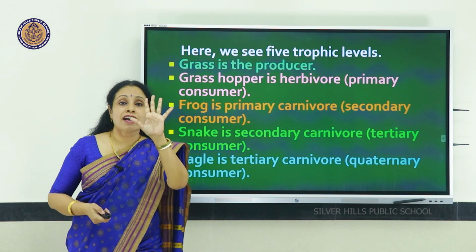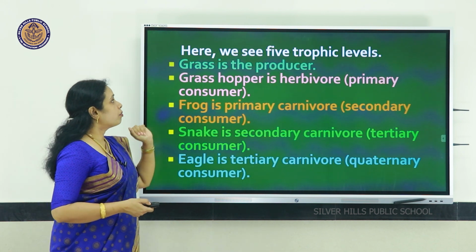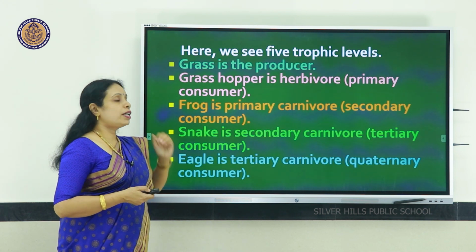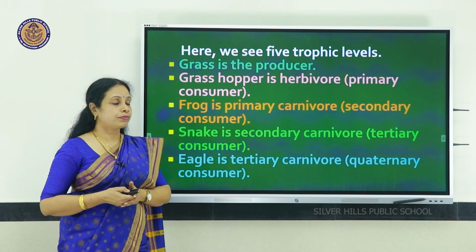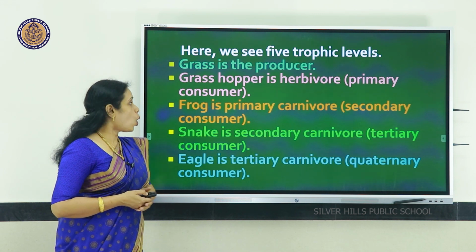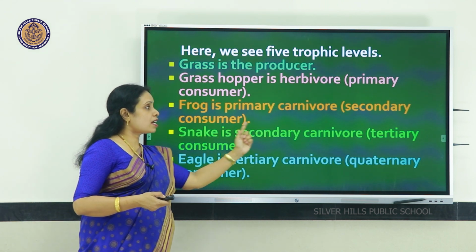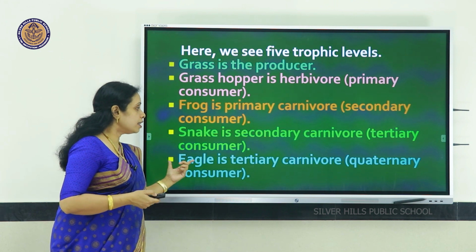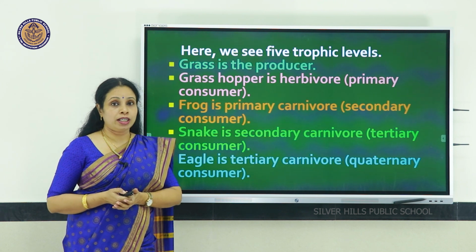So here we find there are 5 trophic levels. Grass is the producer level. Grasshopper is the herbivore, or we can say the primary consumer. Frog is the primary carnivore or secondary consumer. Snake is the secondary carnivore or the tertiary consumer, and eagle is the tertiary carnivore or the quaternary consumer.